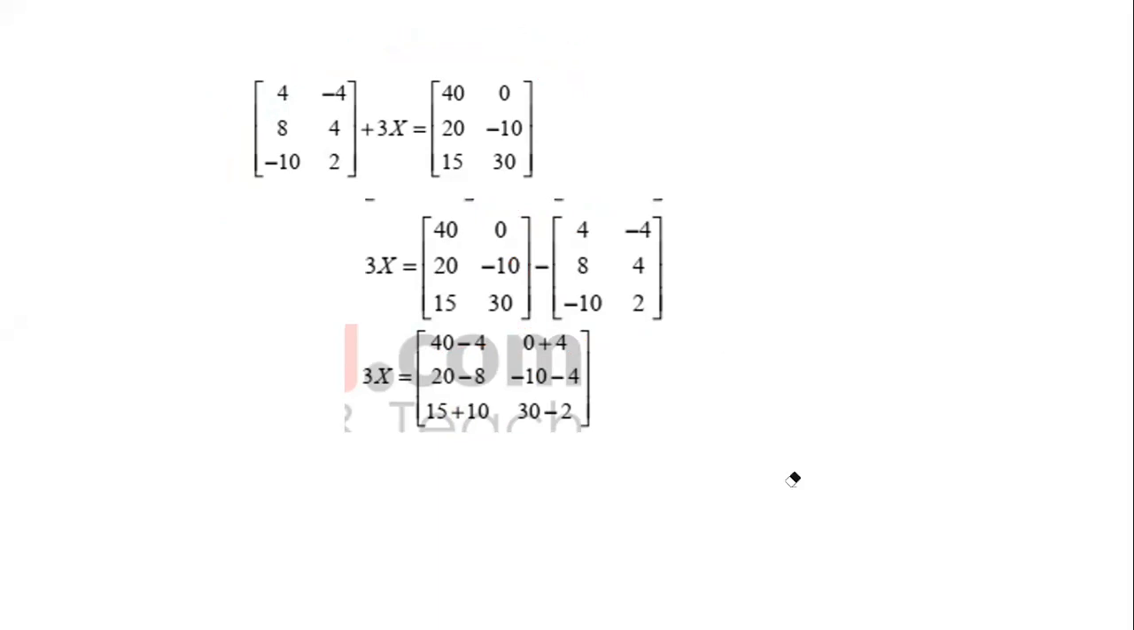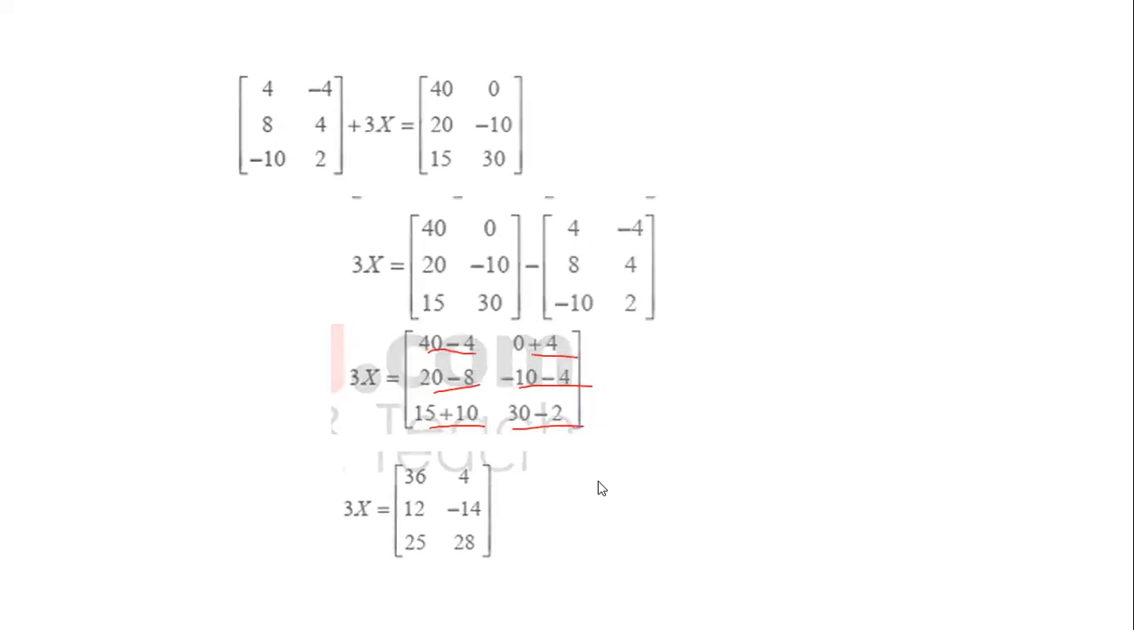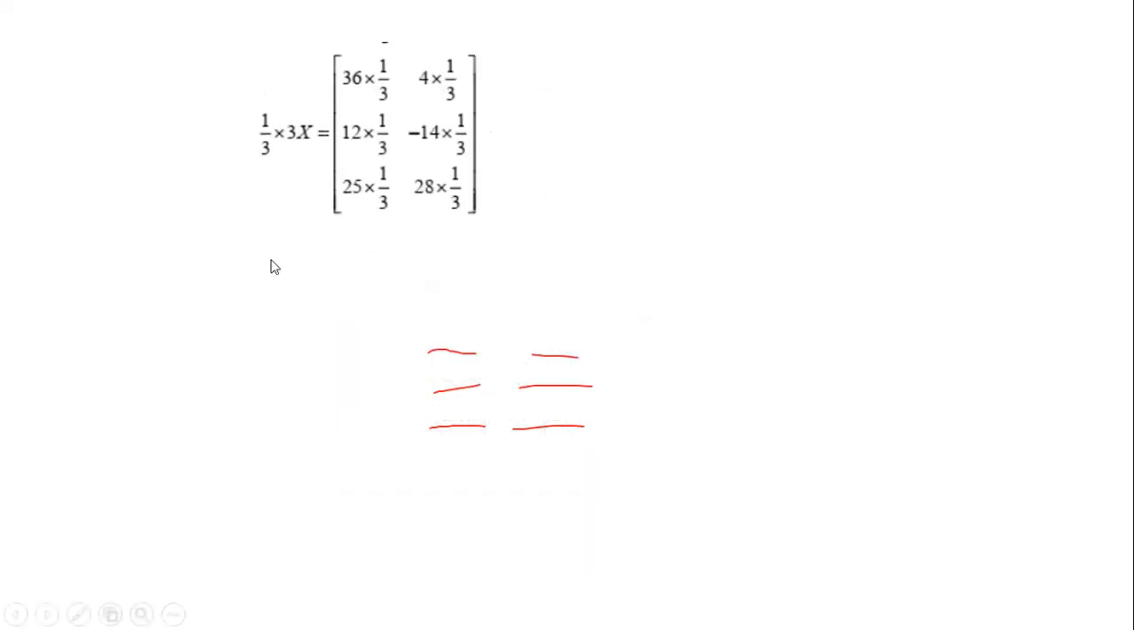And then in the next step, we are simplifying this. This will give you 36, 12, 25, 4, minus 14, and 28. And now this is the simplified form. Now divide both sides by 3. Simply we can say multiply 1 over 3 on both sides.